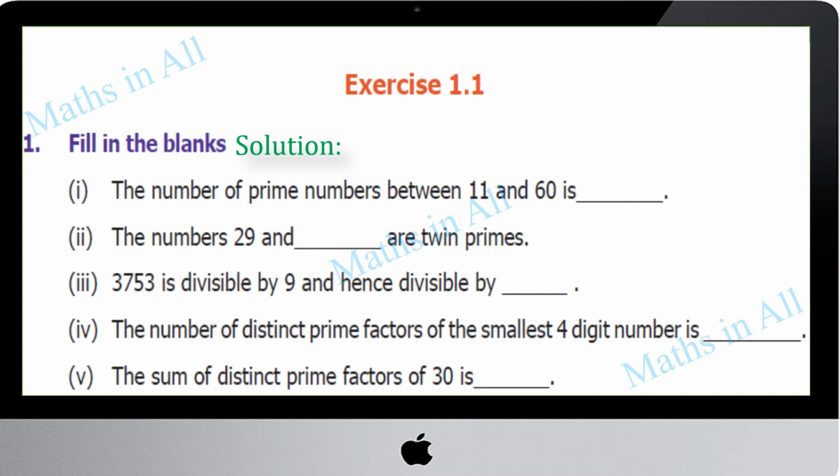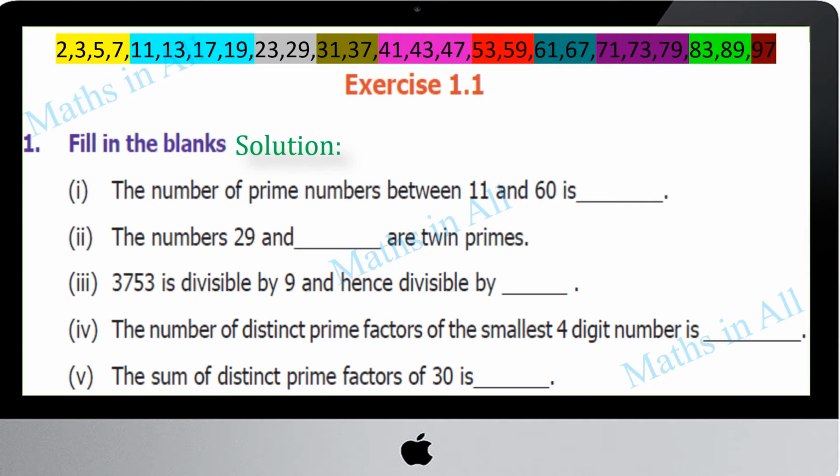The number of prime numbers between 11 and 60 is. For that we need the prime numbers, right? Why have I given them in a colorful way? Yes, because I have segregated them into every 10. First, within 10, we have the single digit primes 2, 3, 5, 7 up to 10. After 10: 11, 13, 17, 19. So after 20, like that, I have segregated here.